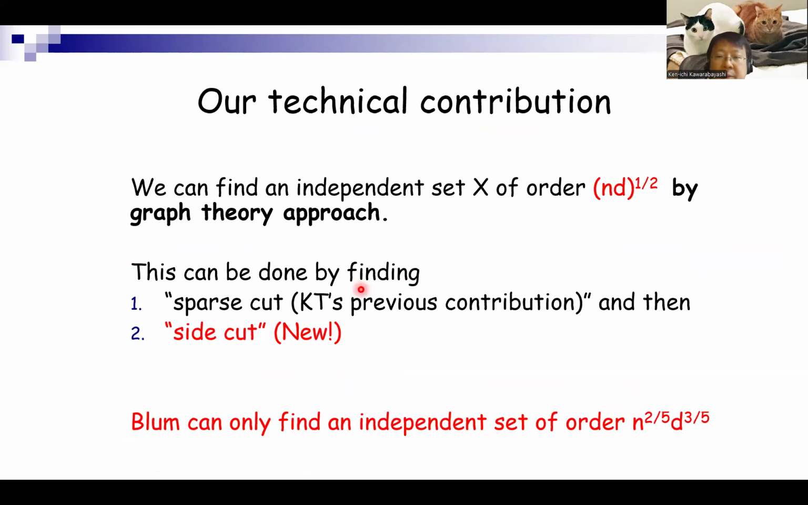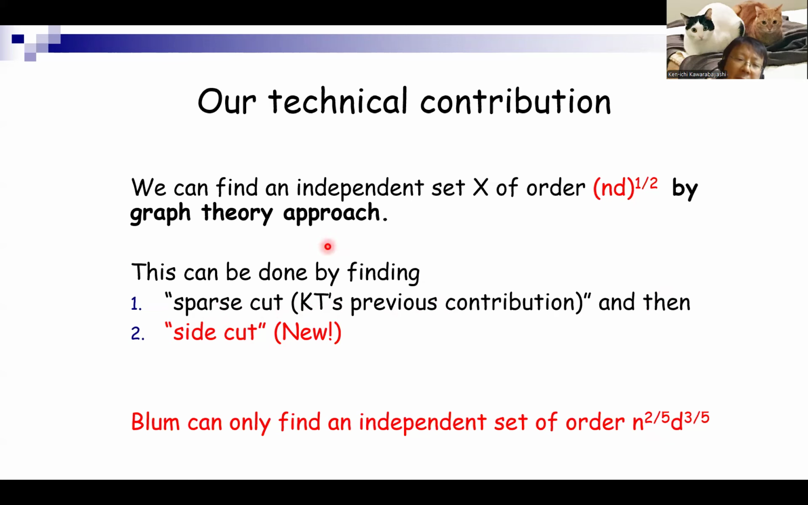Okay. Let me just mention our technical contribution in the next 5 minutes. So what we can do is find an independent set of order n over d to the half by a graph theory approach. And this can be done by using some graph theory approach, what we call side cut. In fact, it's a combination of sparse cut, which was the previous contribution with Mikkel. And by the way, Blum can only make progress within n over d to 2/5 times d to 3/5. So this is better than Blum.